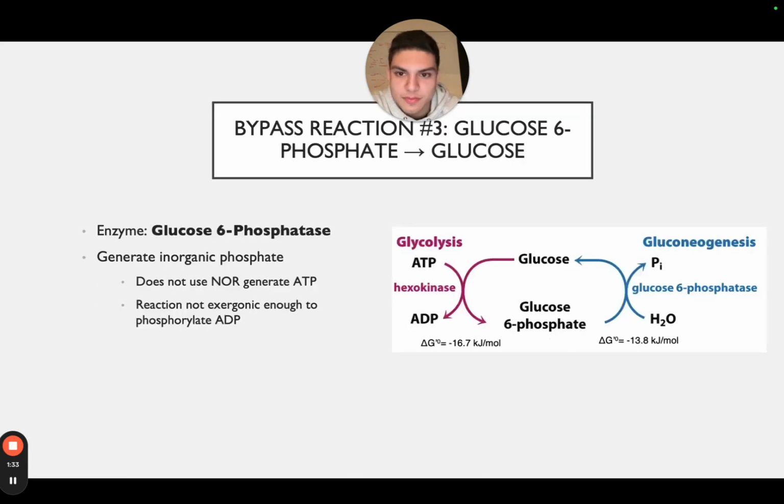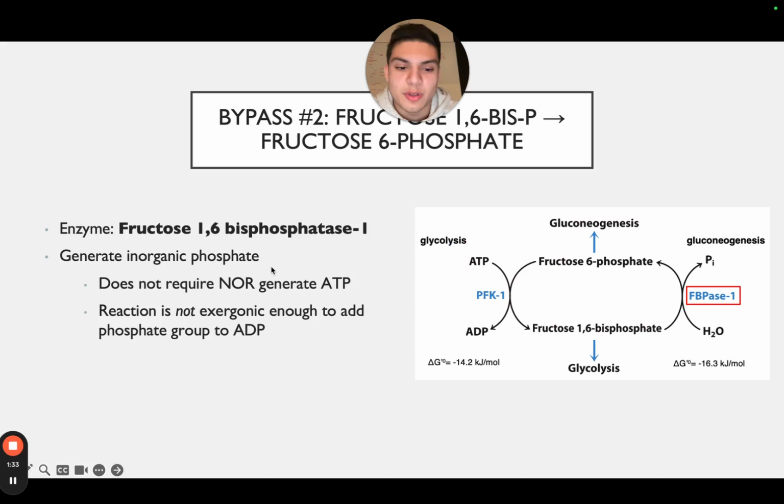So moving on to bypass reaction 3, glucose 6-phosphate to glucose. This is the last step of gluconeogenesis, the first step of glycolysis, where we convert glucose 6-phosphate into glucose. Again, we hydrolyze it, and we need another enzyme called glucose 6-phosphatase, where we bring in a water and hydrolyze it. Again, it doesn't use or generate ATP, and that's because the reaction isn't endergonic enough to phosphorylate ADP.